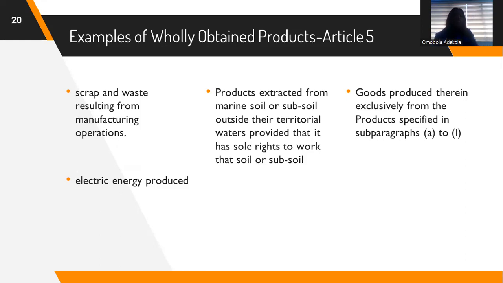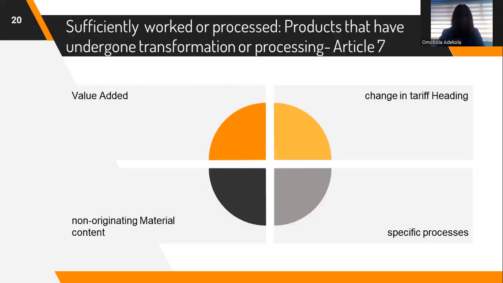We have electric energy products. We have products extracted from marine soil or subsoil outside the territorial waters of a state, provided that it has sole rights to work that soil or subsoil. Then goods produced exclusively from products specified in paragraph 8. This is from the agreement, so it's stated that it's broken down in the agreement. So the goods produced from all this, from scrap and waste, electric energy, products from marine soil or subsoil, those are all the other ones that I discussed earlier. So those are the examples of all the wholly obtained products that I discussed earlier from the article.